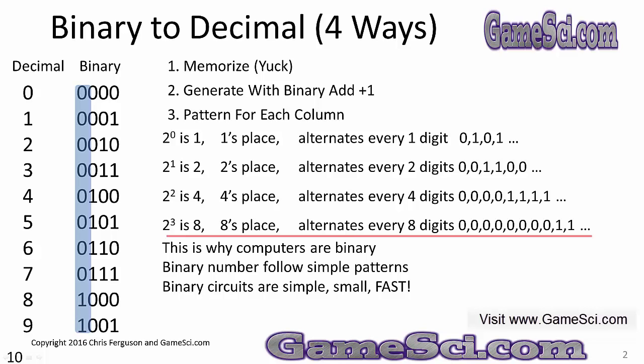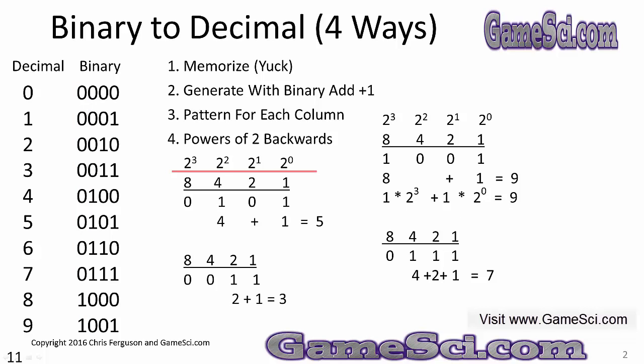We can see why computers are binary with this example. Binary numbers follow simple patterns, which means binary circuits are simple, small, and fast. They tried to build decimal computers, and the circuits were huge and complicated. We'd much rather build small, simple, fast circuits out of binary than to try to build a circuit that uses decimal arithmetic. The fourth way to generate binary numbers, or binary sequences, is powers of 2 backwards.